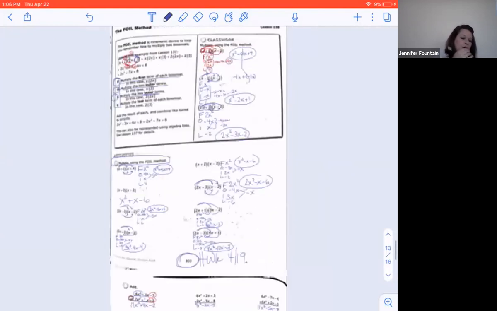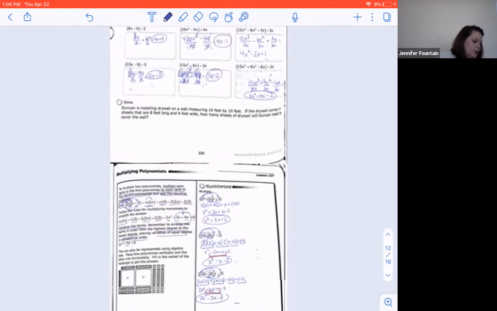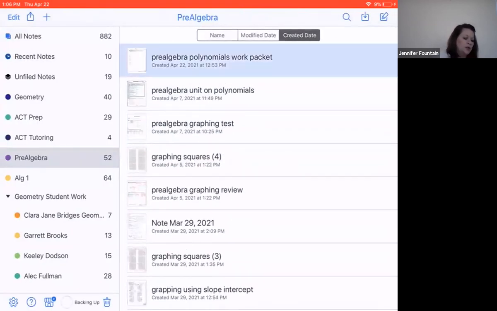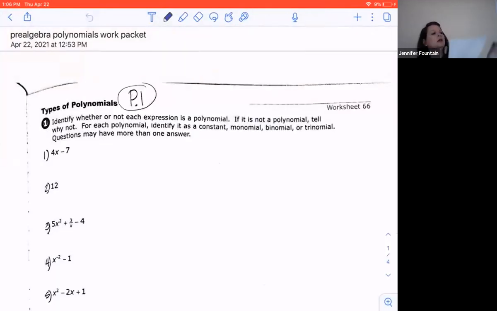So now what we're going to do is a little review with our polynomials, because today will be the last day that we are working with our polynomials, and this is our polynomial packet. I have emailed y'all these. If you haven't had a chance to print it out and you need to, that's just fine. We're going to start on page 1, reviewing our types of polynomials, okay?